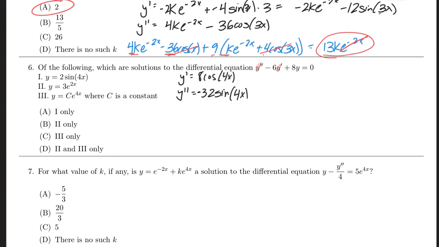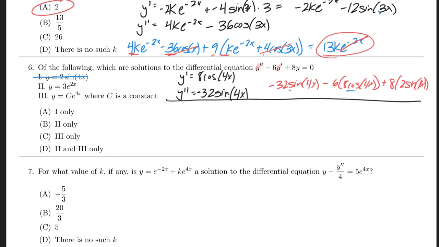If I plug that into my differential equation, I'm going to get the second derivative minus 6 times the first derivative plus 8 times the original. I want all of that to cancel out, and you can see even if the sine parts did cancel out, there'd still be this cosine left that's never going to be equal to 0. So right away, 1 is out.